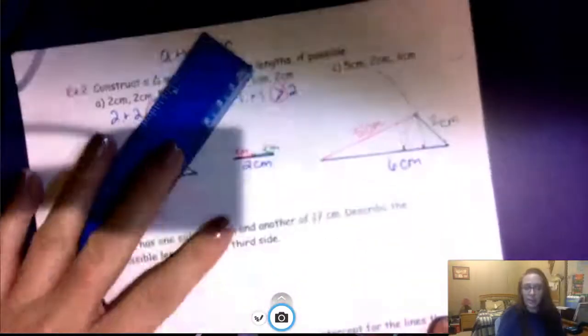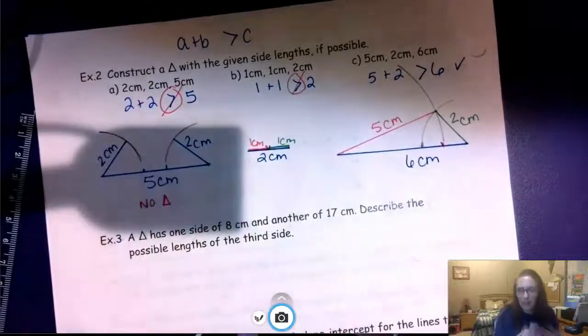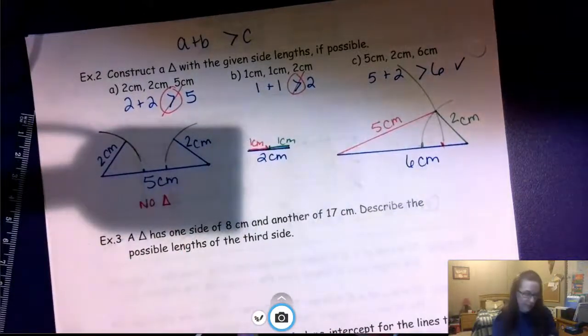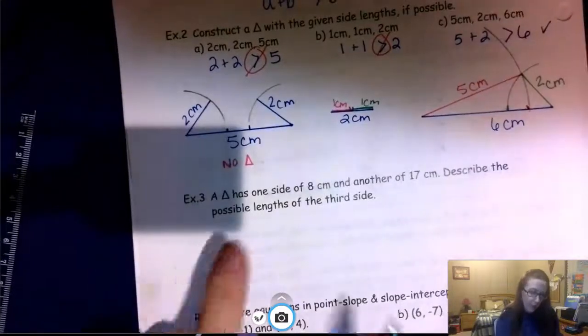So I definitely have a triangle that can be created here, because 5 plus 2 is 7, that is greater than 6, check, that one's the one that works. So again, you do not have to create these triangles, but I like the visual to see why it works every time.